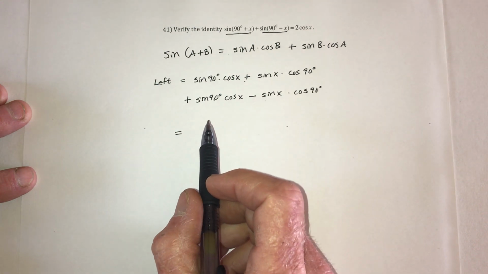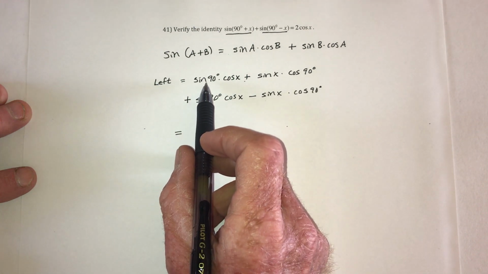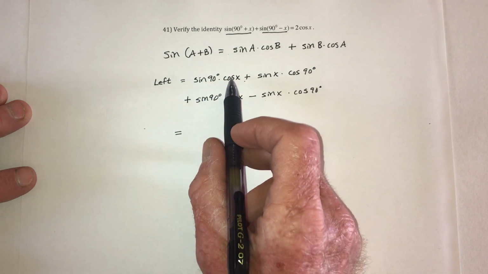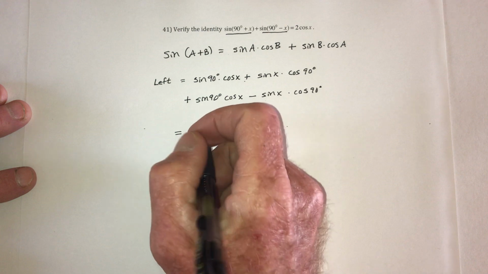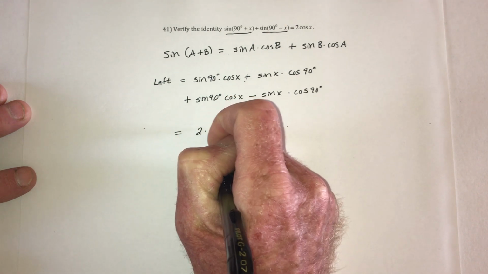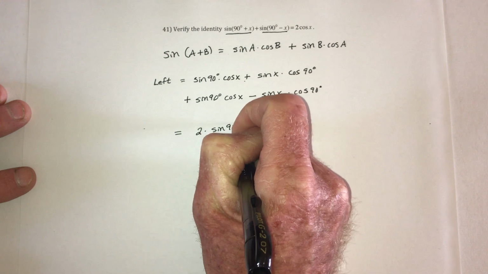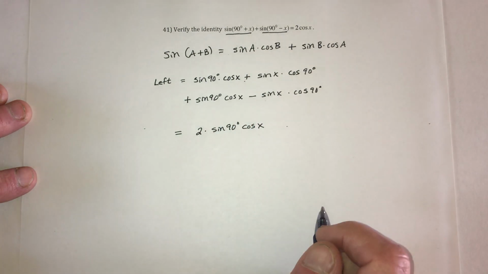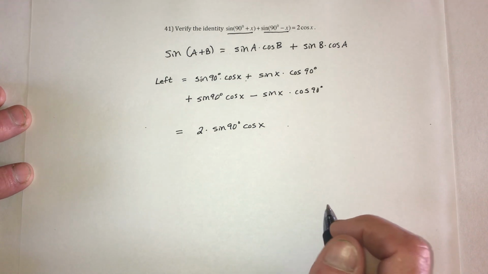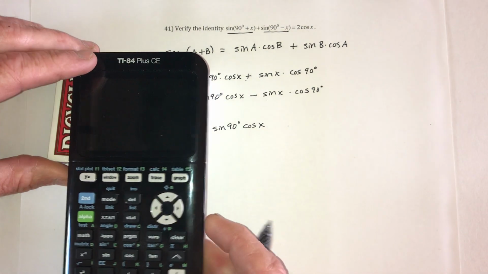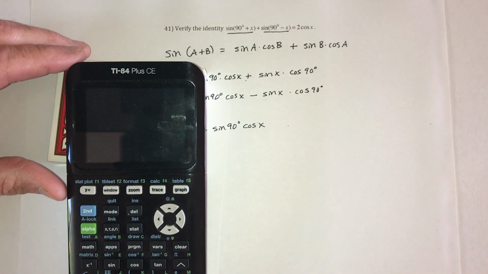So really what I need to do is find out what is sine of 90 degrees, because these both have sine of 90 degrees, they both have cosine, they're being added together. So really I have two that are saying sine of 90 degrees cosine of x. And then what is sine of 90 degrees? Well, one way to do it is to use this little thing.